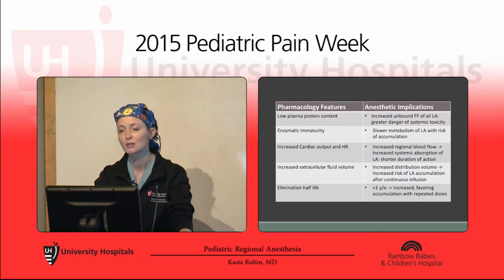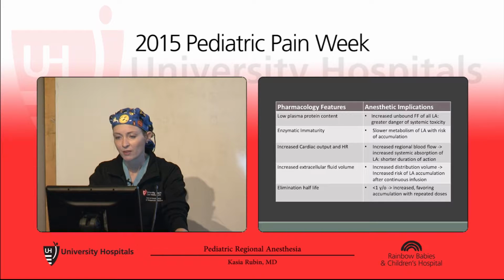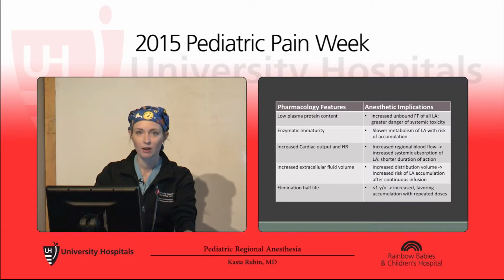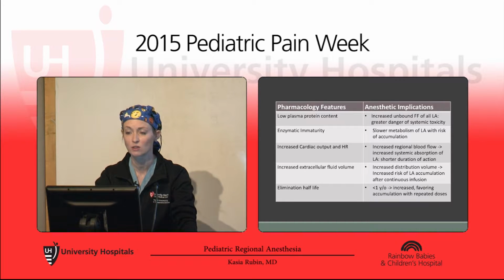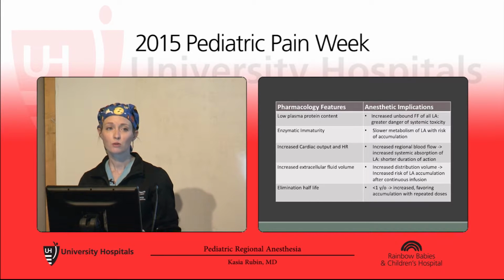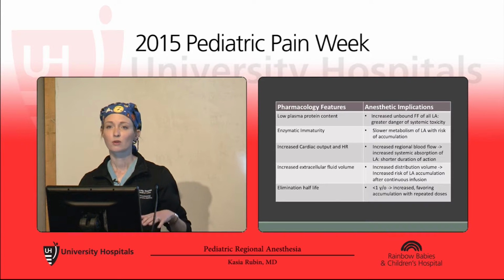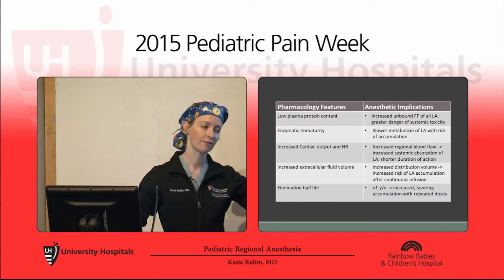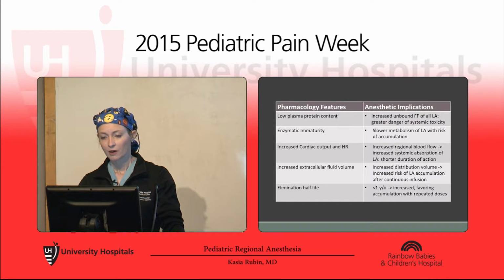Enzymatic immaturity also means that you have slower metabolism of your local anesthetics. We talked about the fact that there's a shorter duration of action because of the cardiac output and heart rate. The increased extracellular volume leads to an increased distribution volume. So after continuous infusions, there's a buildup of local anesthetic. It accumulates, and so after it's turned off, you still have that decrement that you need to wait for. And again, we see more accumulation with repeated doses because of a slowed elimination half-life.